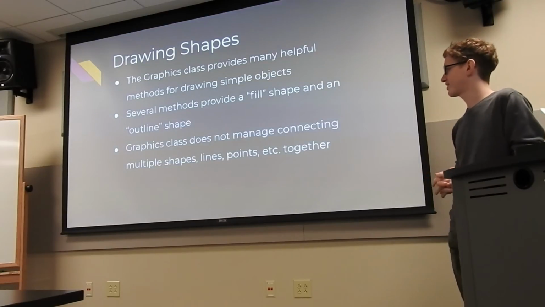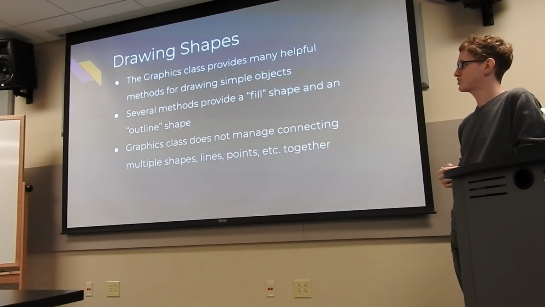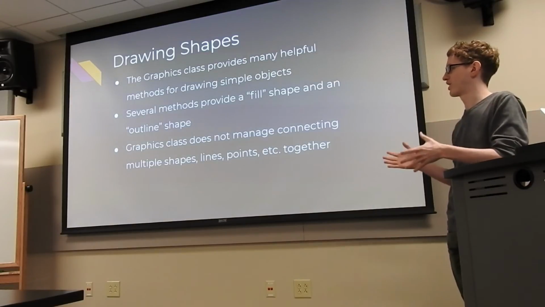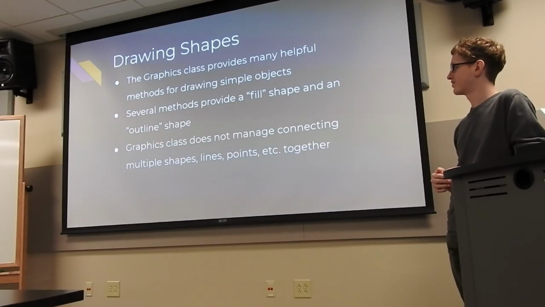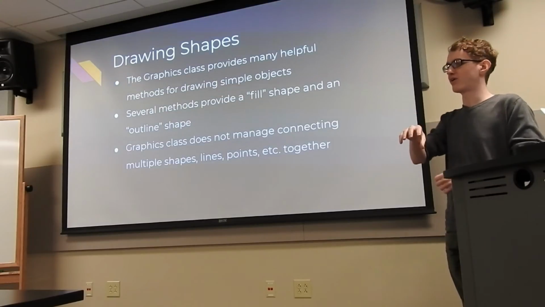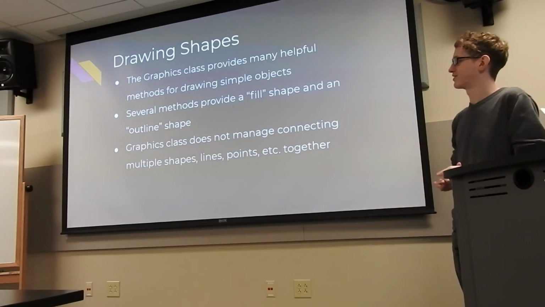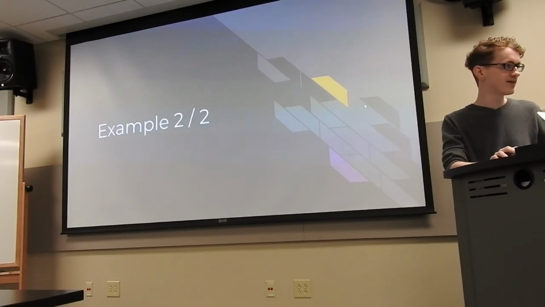The graphics class, I should note, does not allow you to combine multiple shapes. So every time you're drawing a shape, it's basically one graphics call, draw rect, draw ellipse, but you can't say, add a star, a rectangle, and a circle, and then draw all of that at once. And we'll get into that later. It's actually the path class.